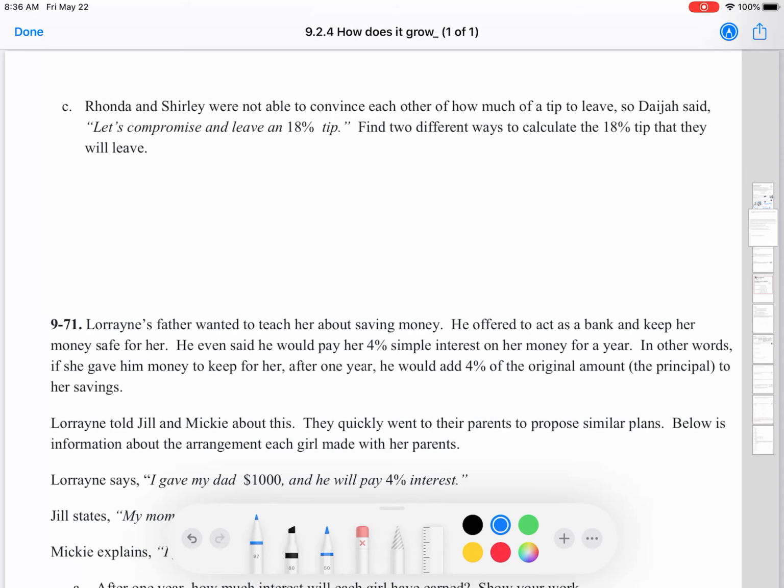Rhonda and Shirley were not able to convince each other of how much money to leave for a tip. So Daja said, let's compromise and leave an 18% tip. Find 2 ways to calculate the 18% tip that they will leave. For this one, the easy one might seem to be 125 times 0.18, and that equals, what is that one? Well, that one turns out to be $22.50 when you do the math.